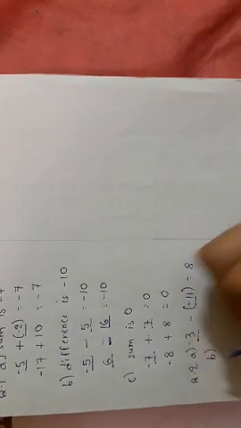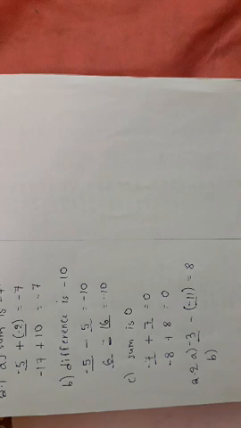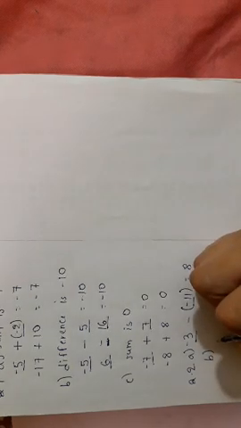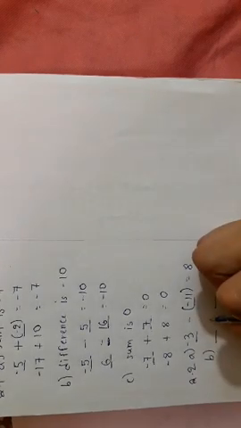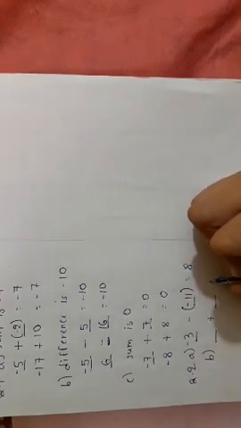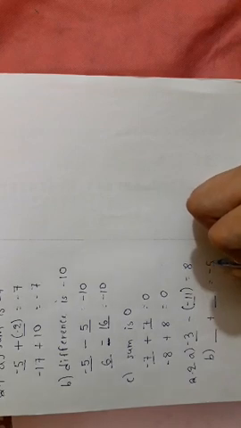After that, the B question is: write a negative number and a positive number whose sum is minus 5. That is, we have to consider two numbers whose sum, that is this will be plus sign, equal to, but we want the answer minus.